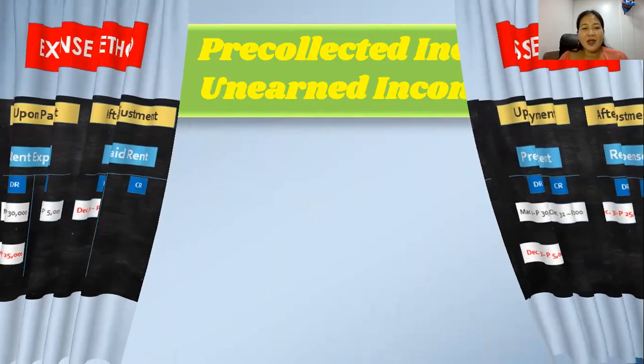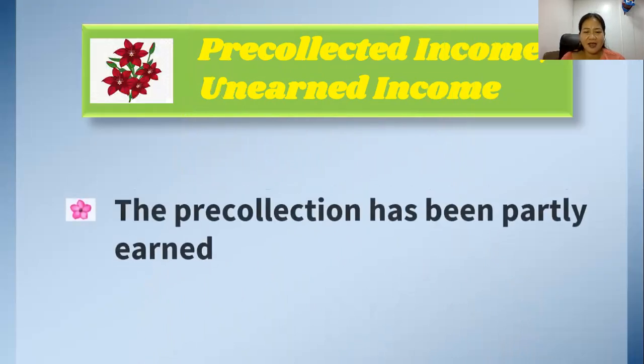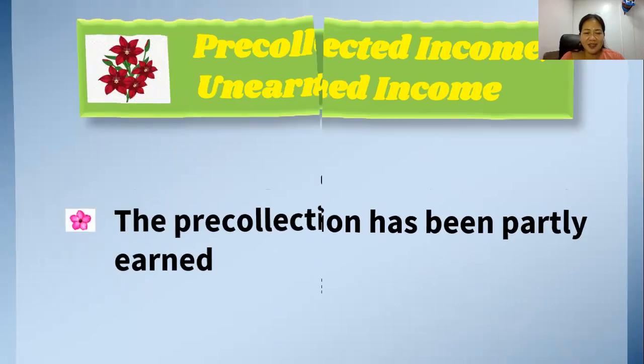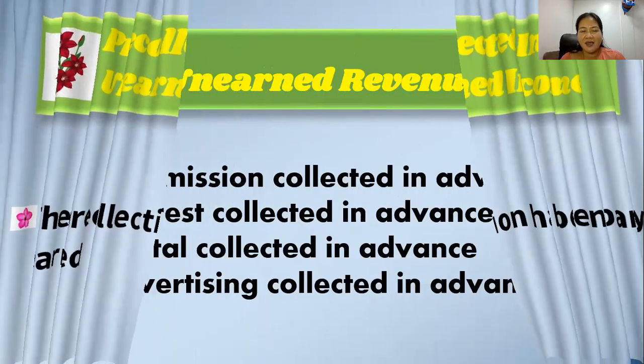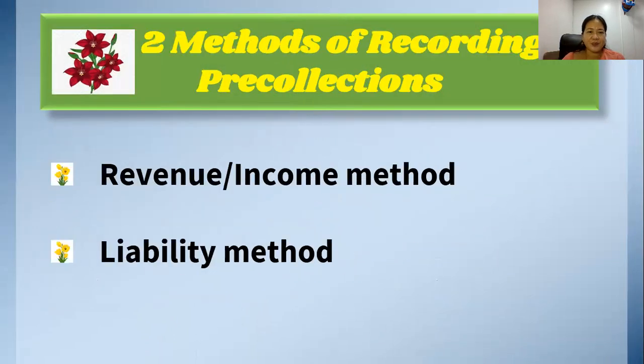Okay, so we now proceed to the pre-collection of income, or pre-collected income, or unearned income. So pre-collection has been partly earned. So this will be a mixed account. So unearned revenue, commission collected in advance, interest collected in advance, rental collected in advance, advertising collected in advance. So these are examples of our pre-collection or unearned revenue.